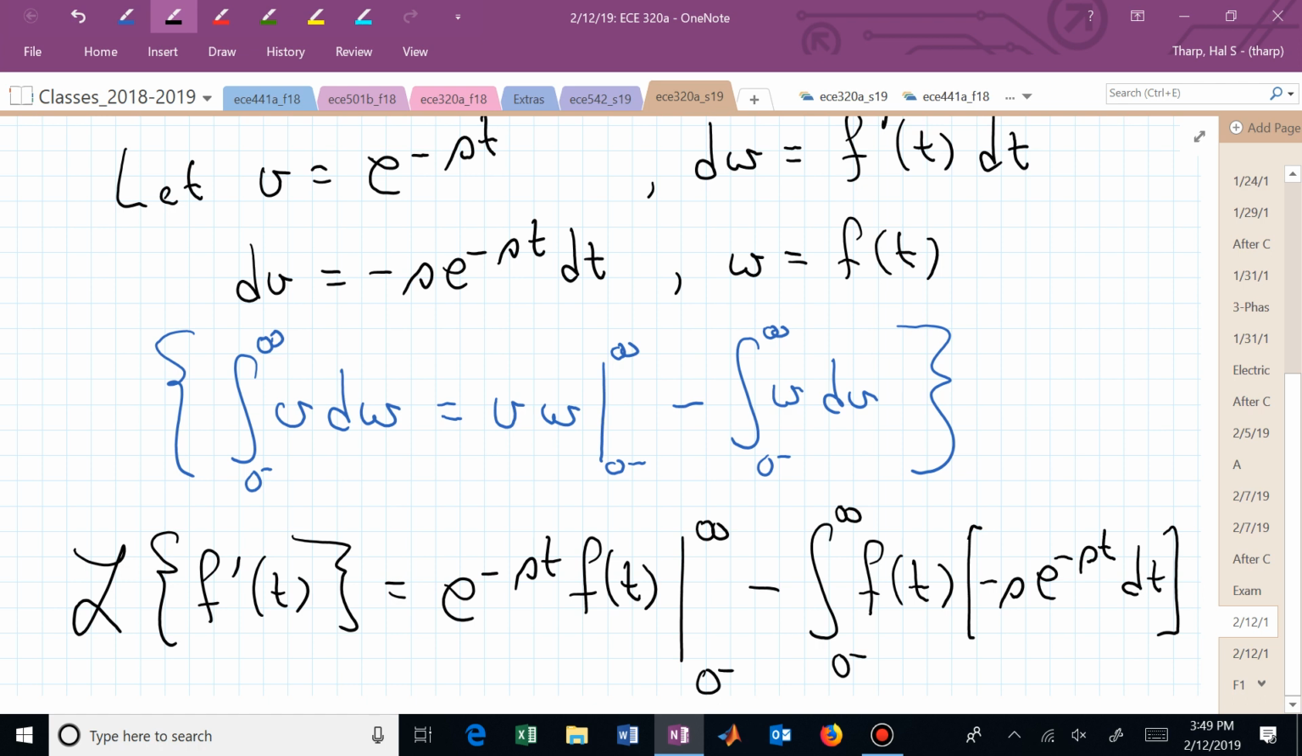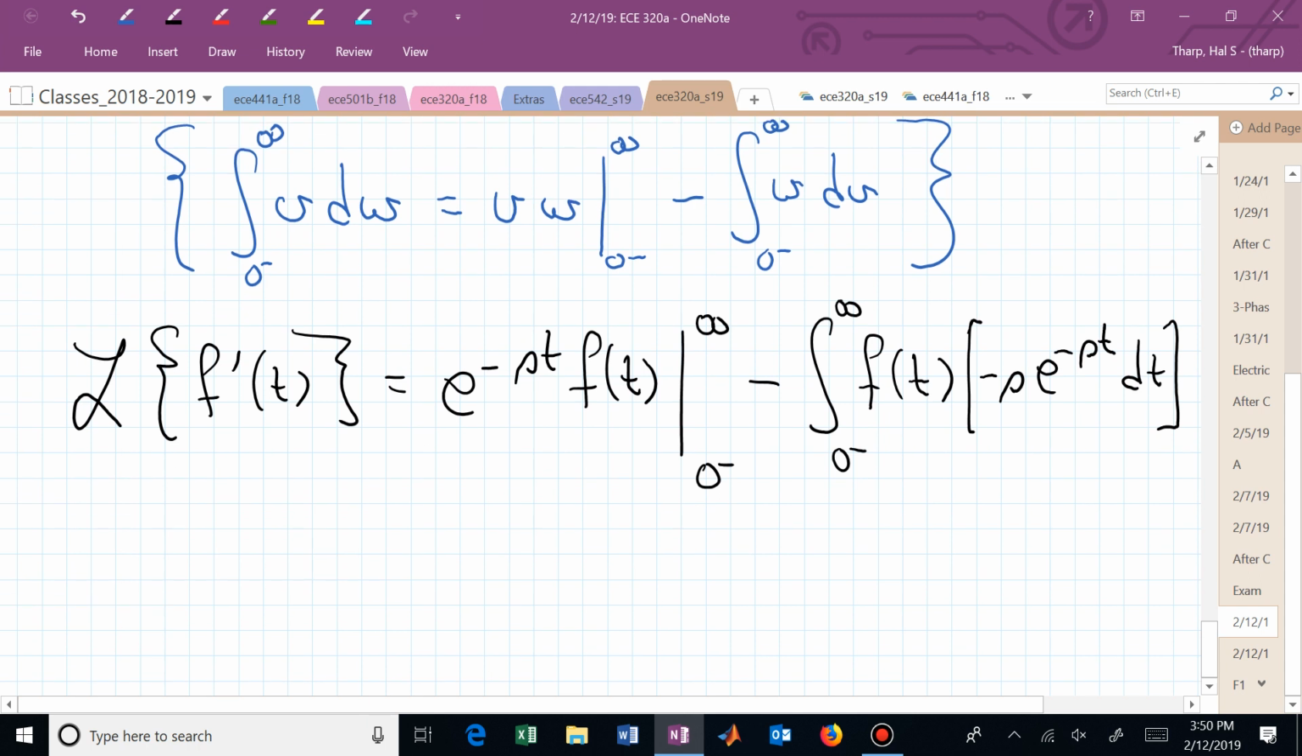Let's evaluate the first piece and play a little bit with the second piece, so that the second piece might look like this original Laplace transform definition of f of t. What does s do when we integrate with respect to time? It's not a function of time, so we can pull that out of the integral. And we have a minus of a minus, that's going to give us a plus.